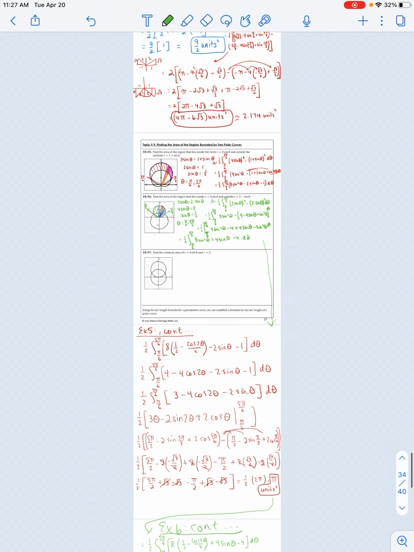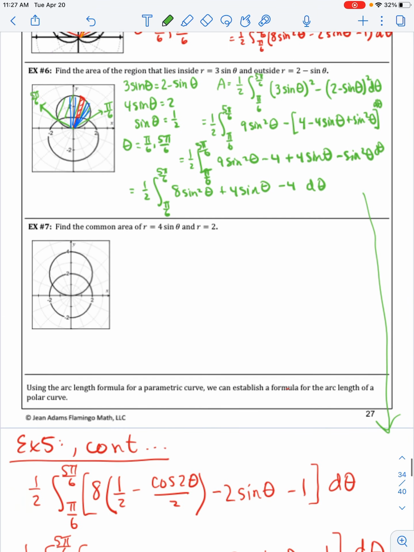Okay, that was our example number 6. These examples take a lot of room. Okay, example number 7. Find the common area of r equals 4 sine theta and r equals 2.